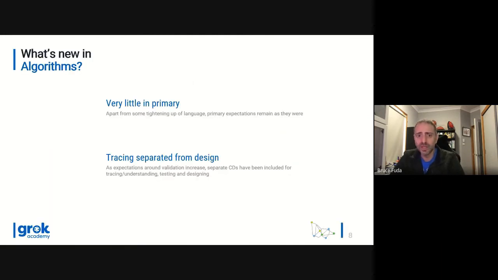So what's new in algorithms? Not a lot. There's been some tightening up of language in primary, but the expectations remain essentially what they were. The big thing, though, that's been called out was that, as we expect students to validate their algorithms with increasing complexity, we actually have content descriptions that separate out that idea of tracing and testing algorithms, ensuring that they're correct, understanding what they do, from the aspect of designing an algorithm to solve a problem.